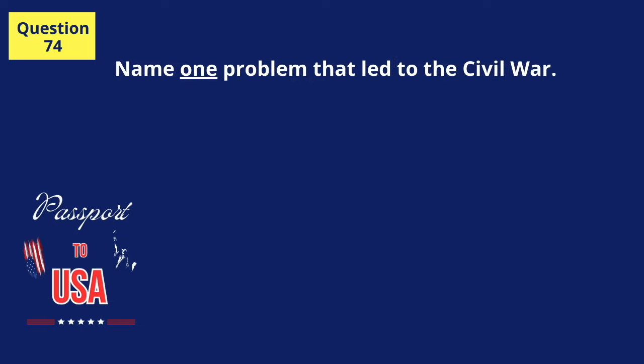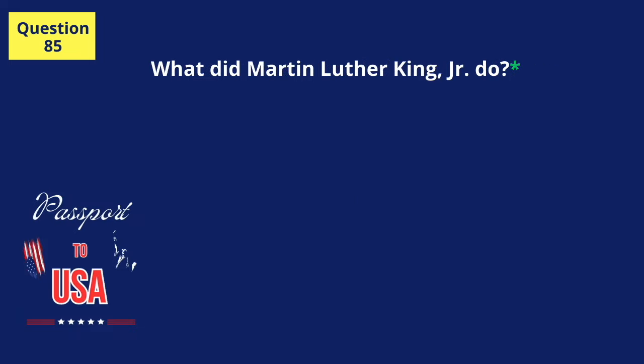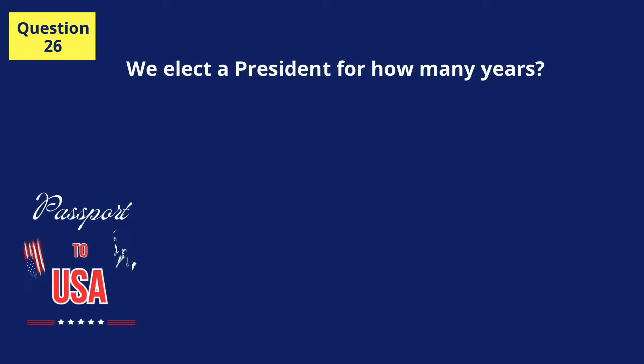Name one problem that led to the Civil War. Slavery. What did Martin Luther King Jr. do? Fought for civil rights. We elect a president for how many years? 4.